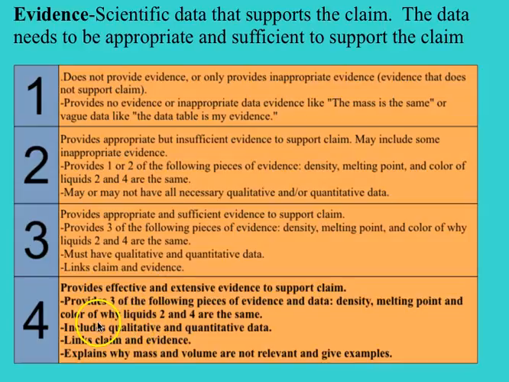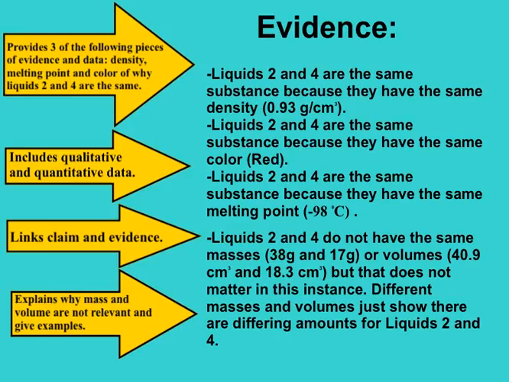Now, when we look at 4, the big difference between a 4 and a 3 is explains why mass and volume are not relevant and give examples. So here's my evidence. Liquids 2 and 4 are the same substance because they have the same density, 0.93 grams per cubic centimeter. Liquids 2 and 4 are the same substance because they have the same color, red. Liquids 2 and 4 are the same substance because they have the same melting point, negative 98 degrees Celsius. Liquids 2 and 4 do not have the same masses, 38 grams and 17 grams, or volumes, 40.9 cubic centimeters and 18.3 cubic centimeters, but that does not matter in this instance. Different masses and volumes just show there are different amounts of liquids 2 and 4.